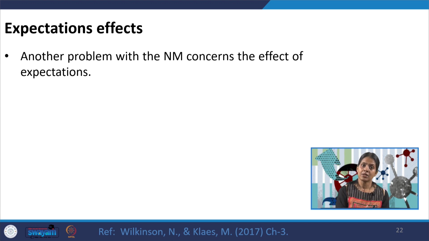Next we talk about the expectations effect. So far we have been talking about menu effects, and we talked about seven different types of menu effects. These primarily relate to the items presented on a menu. Next we talk about expectations effects. This is another problem with the neoclassical modeling that concerns the effect of expectations.